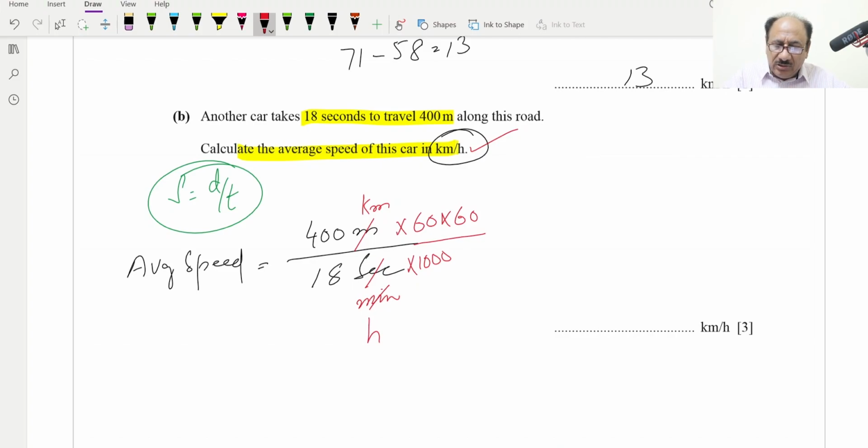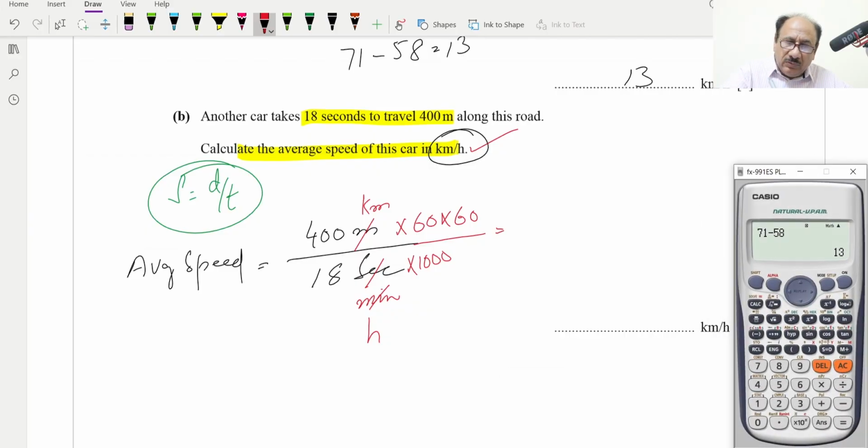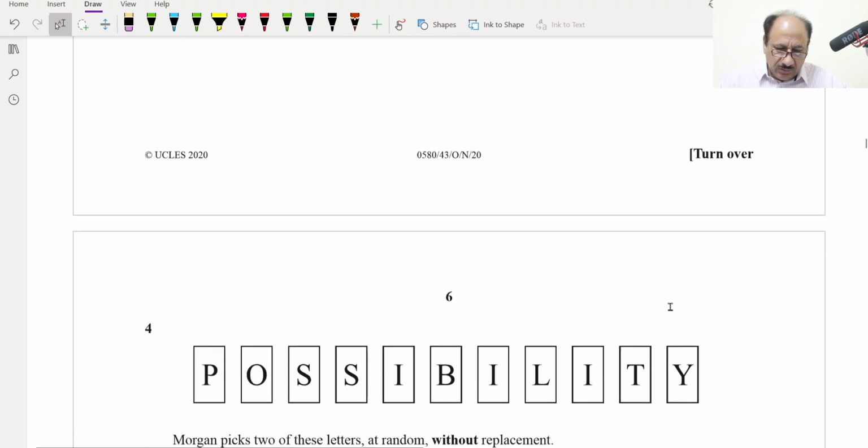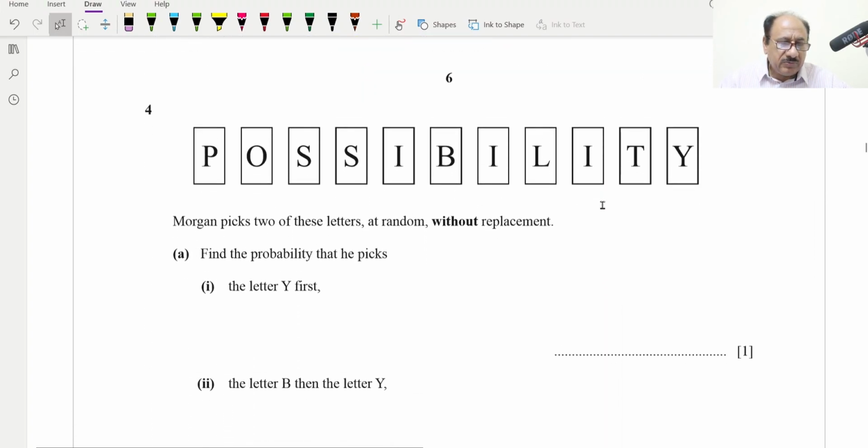Now this is converted into kilometers per hour, and the rest is calculation which we will do with the help of a calculator. So this will be 400 multiplied by 60, again multiplied by 60, and divided by 18 multiplied by 1000, and this calculation gives 80, so we can provide 80 kilometers per hour. This will be our answer in kilometers per hour.